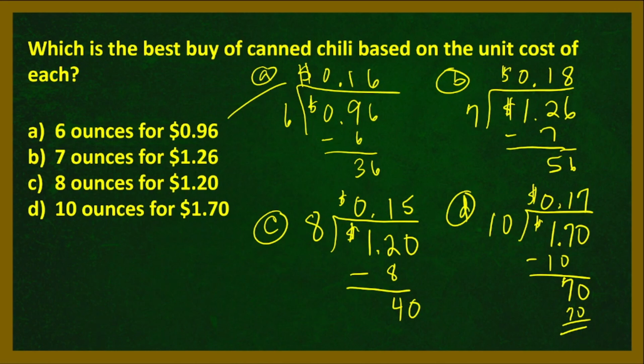So the question is asked, which is the best buy? Therefore, which is the cheapest unit cost? And that will be selection C at 15 cents. So 8 ounces for $1.20 would be our answer choice.